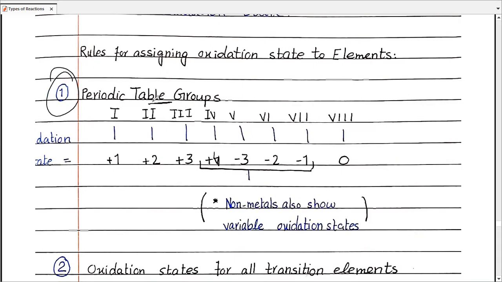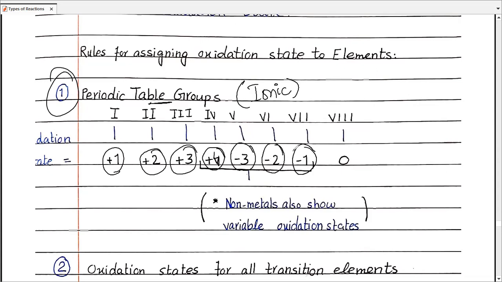The first rule is that the periodic table groups have some specific charges. In case of ionic compounds, group 1 elements have plus 1 charge, group 2 elements have plus 2 charge, group 3 have plus 3 charge. Though group 4 elements don't exactly have a charge, we sometimes write plus 4 for it. Group 5 elements tend to gain 3 electrons, so minus 3 charge. Group 6 elements love to gain 2 electrons, so minus 2 charge.